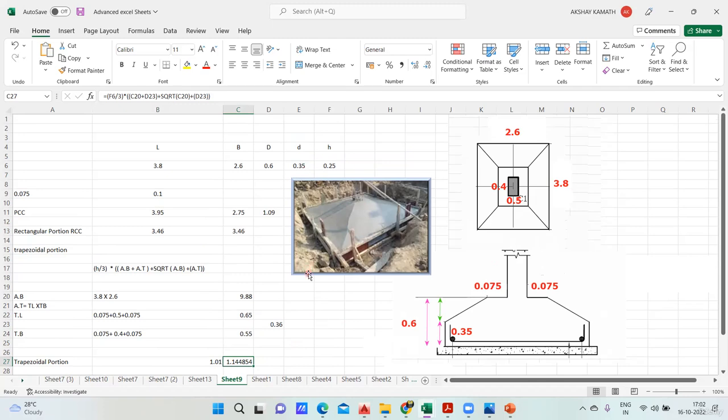h by 3, so h is 0.25 divided by 3. Then I'll multiply this by 9.88 into 0.36. I'll close the bracket, plus square root of, I'll open the bracket, AB, that is the bottom area 9.88, plus the top area. The top area is 0.36. Close the bracket.